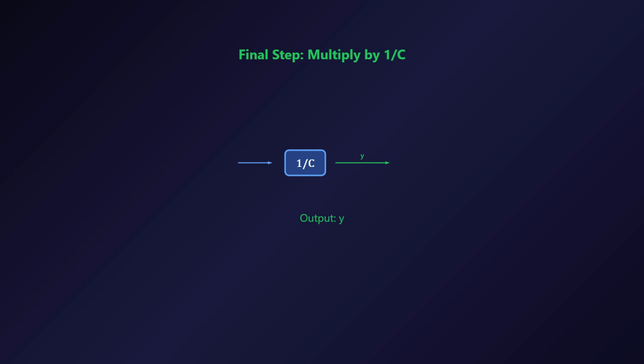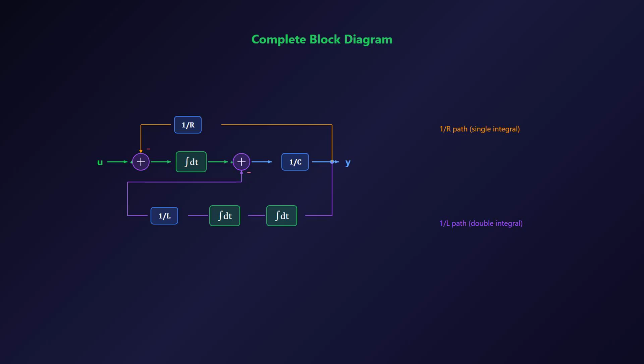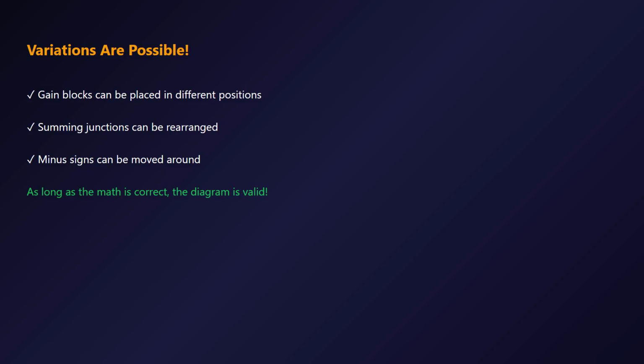The block diagram is complete. Look at our finished block diagram. We have two feedback paths, one through 1 over r with a single integral and one through 1 over L with a double integral. Both paths use negative feedback. The final multiplication by 1 over c gives us y. Remember, there are multiple ways to draw this diagram. You could place the gain blocks in different positions or arrange the summing junctions differently. As long as the mathematics is correct, the diagram is valid.